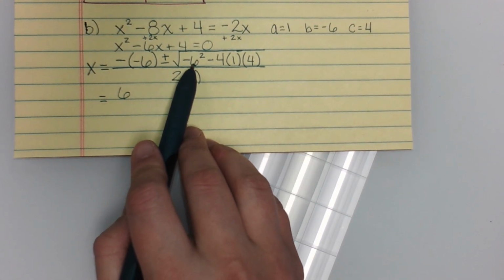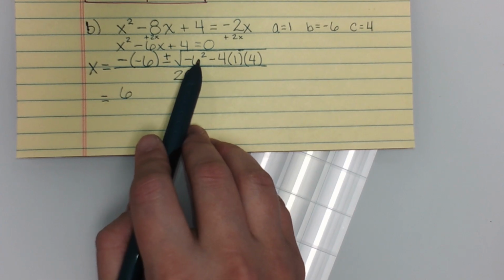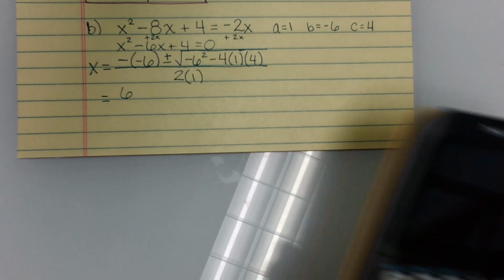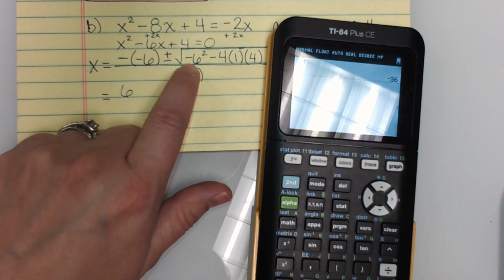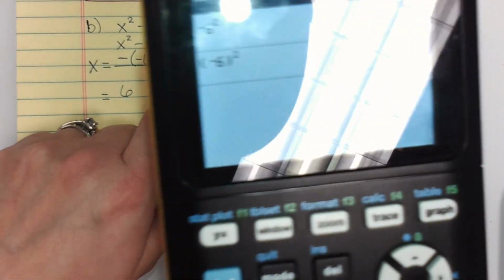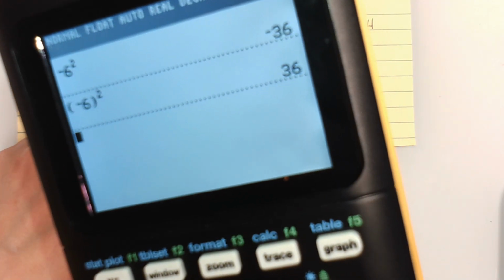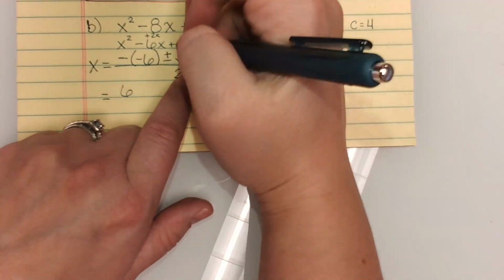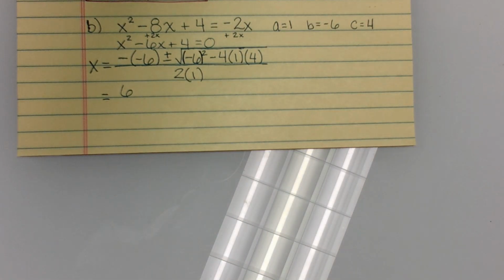Yes, because -6 squared and -6 in parentheses with the squared outside are not the same thing. If I type this into my calculator, just this part, I get that. Versus this, I get that. Do they give me the same thing? No, it's going to cause issues. Make sure this is in parentheses, especially when it's negative, and make sure the squared is outside the parentheses. You put the squared inside the parentheses, you're causing the same problem.